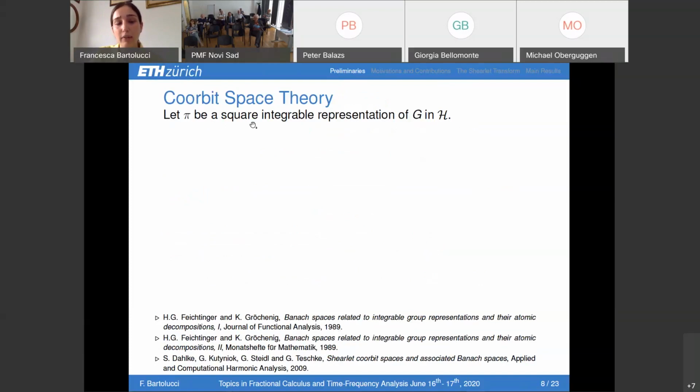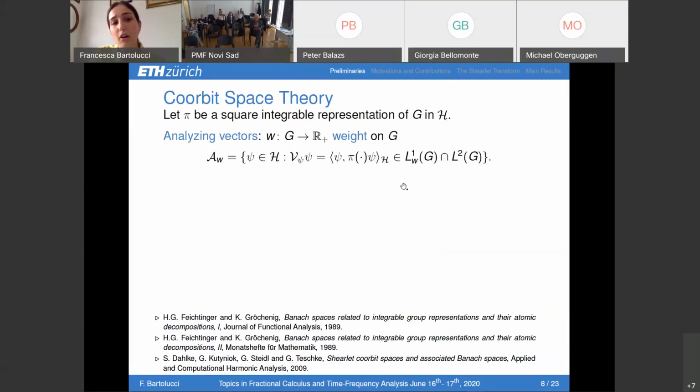And it applies whenever we have a square integrable representation pi of a group G on a Hilbert space H, and whenever we have a set of analyzing vectors not empty. So we define the set of analyzing vectors starting from a weight function on the group, and we say that psi is an analyzing vector if it is an element of the Hilbert space H such that the voice transform associated to psi and evaluated in psi is a function in L2 of G, and this is equivalent to requiring that psi is an admissible vector.